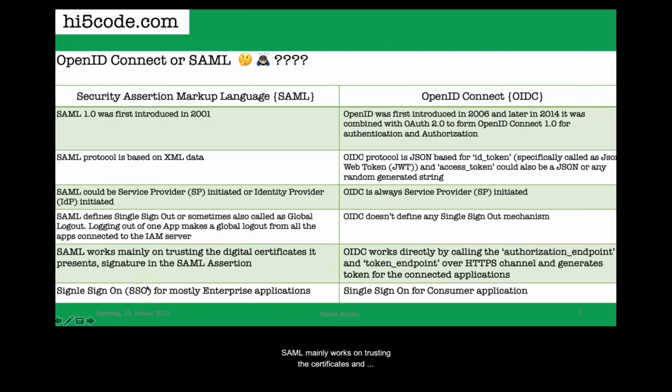SAML mainly works on trusting the certificates and signatures that it presents during the transfer of the assertions, while OIDC works directly by calling endpoints like the authorization and token endpoints over a secure HTTPS connection, and it generates tokens for the connected applications. SAML is a protocol to enable SSO for mostly enterprise applications, whereas OIDC is also a protocol to enable single sign-on, mainly for consumer applications.